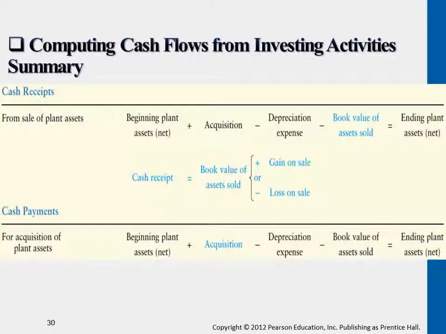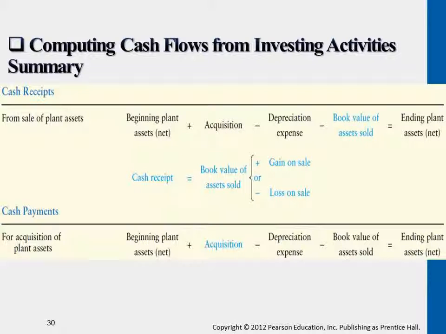But really, if we move backwards, if we know our long-term asset only has a book value of, for example, $9,000, and we know this transaction had a gain of $1,000, then we know the cash receipt is $10,000. Or if the book value of the asset is $9,000 and there is a loss on sale of $1,000, then that means the cash receipt is $8,000.